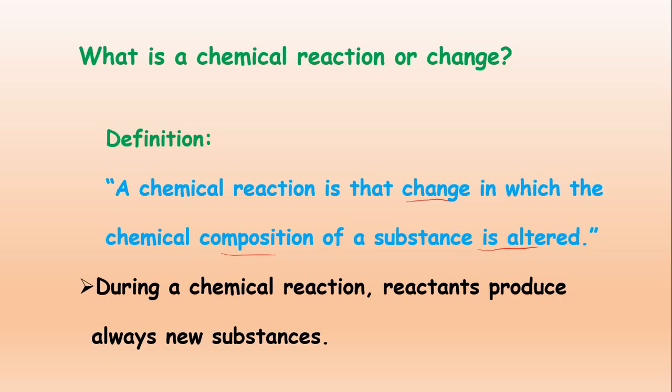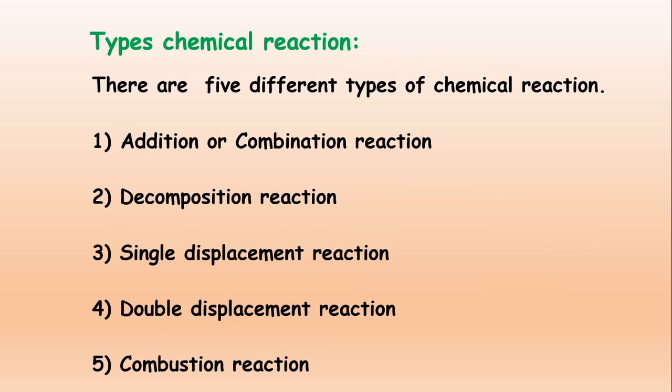Chemical composition of the substance is changed, which means that when reactants react with one another, they will form a new substance. That is called a chemical reaction, in which a new substance is produced. During a chemical reaction, reactants always produce a new substance. That is called the chemical reaction or chemical change.